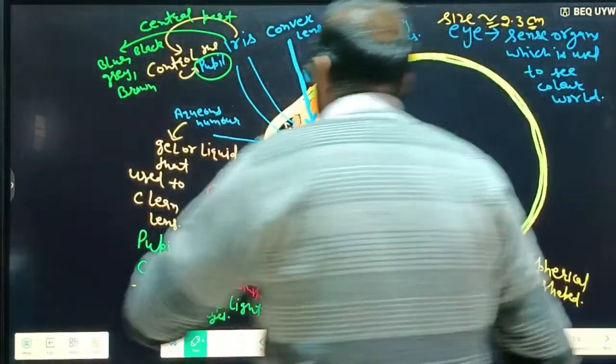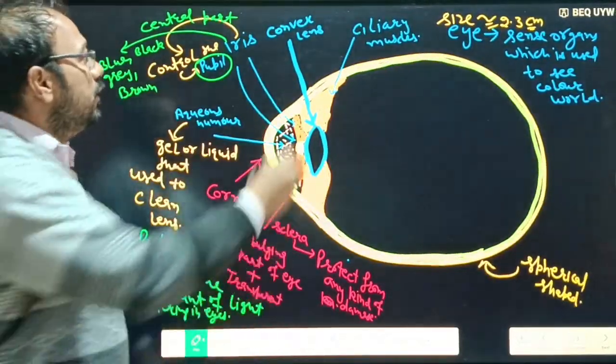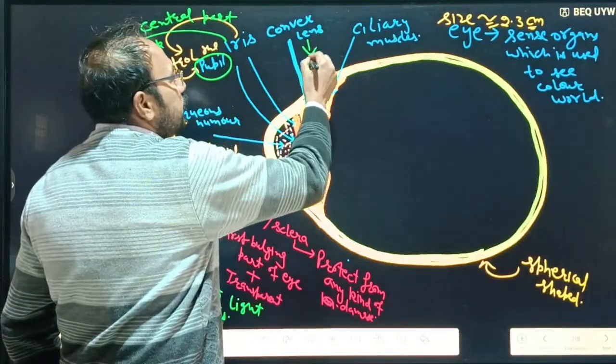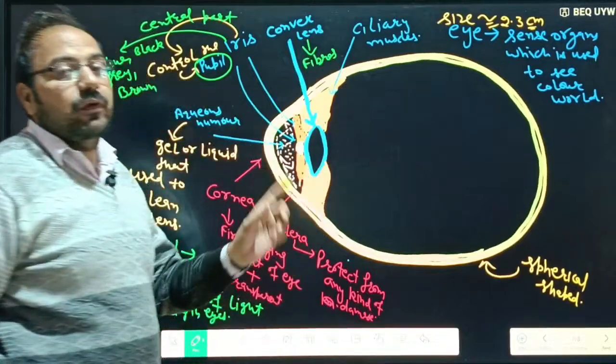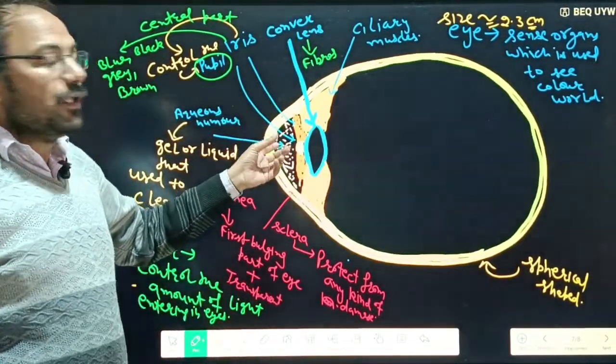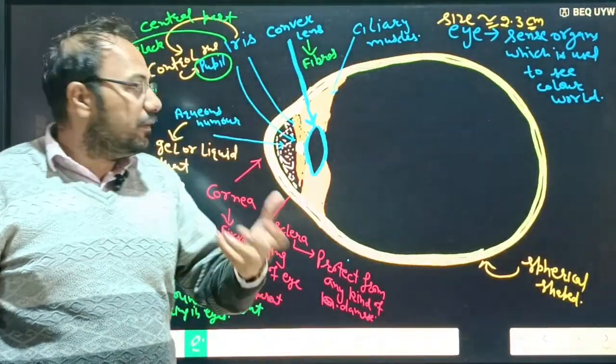So after that, this is a convex lens. The convex lens is made of fibers and muscles, and it is transparent. So this is a natural lens. The convex lens is known as the converging lens.